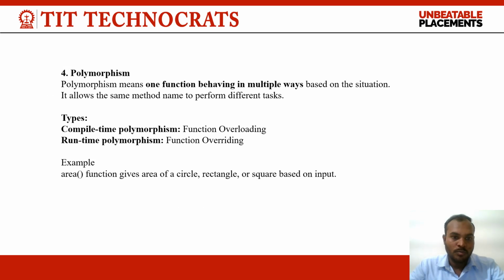Fourth point is polymorphism. Polymorphism means one function behaving in multiple ways based on the situation. It allows the same method name to perform different tasks. Types: compile time polymorphism and runtime polymorphism.